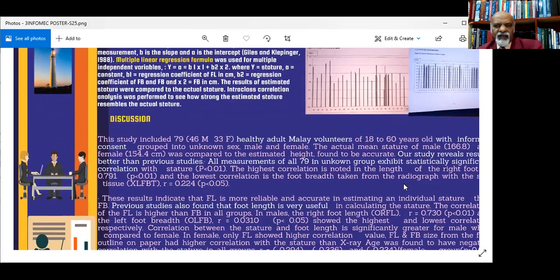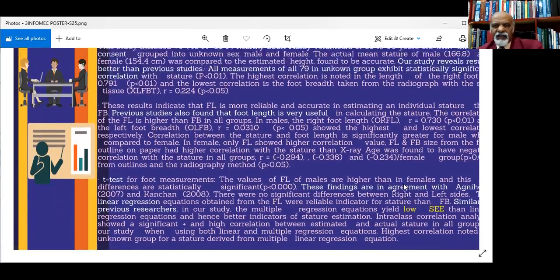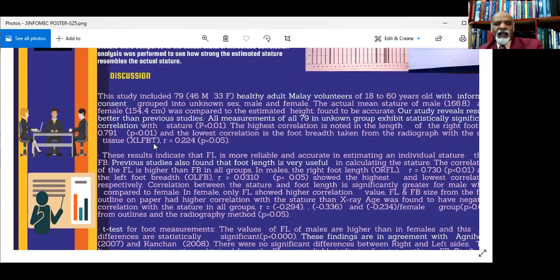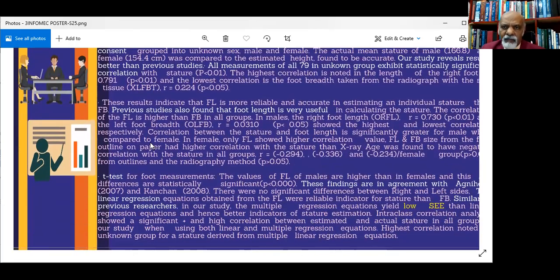We analyzed the results, and the results were very much satisfactory. To tell you the gist of the results in a nutshell, there's a clear difference of 12 centimeters in the stature between the male and female, facilitating us to clearly differentiate the gender. So the mean height of a male is 166.8 centimeters and female is 154.4 centimeters. And among all the measurements in the 79 subjects, the foot length is more sensitive, more specific, and more reliable with the stature. And the foot breadth is also specific, but it is lesser when compared to the foot length.